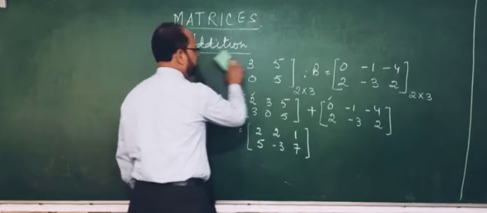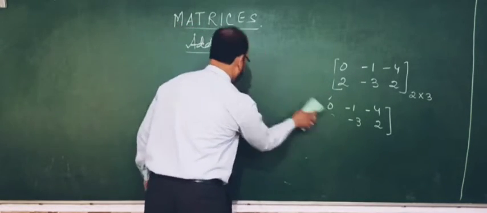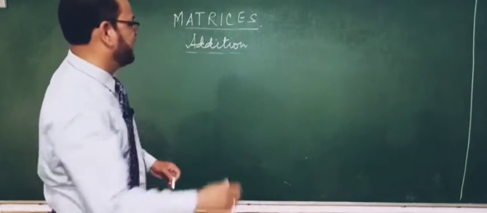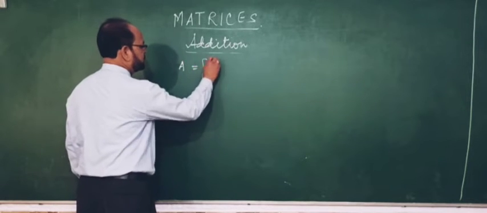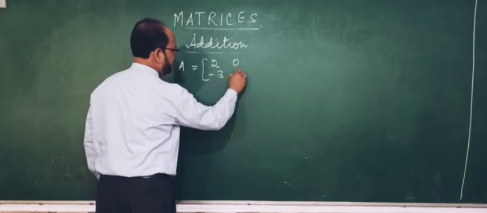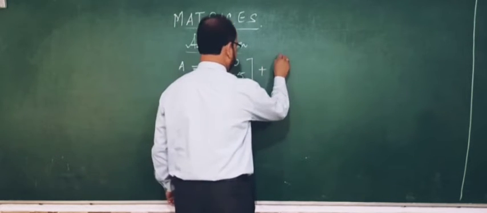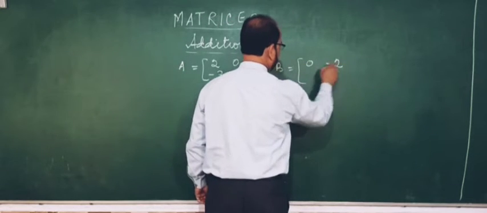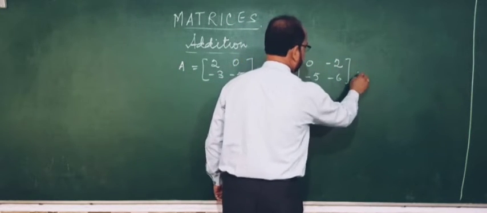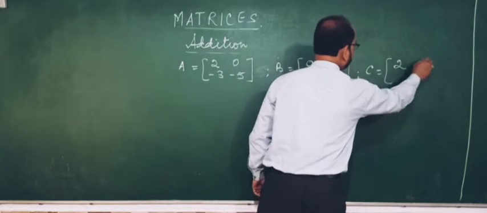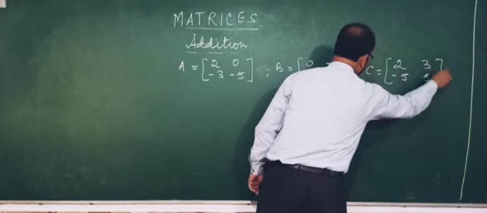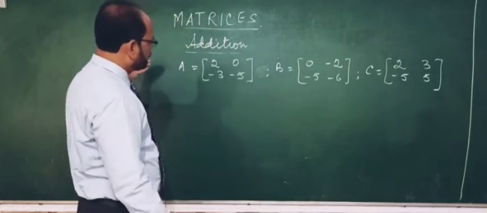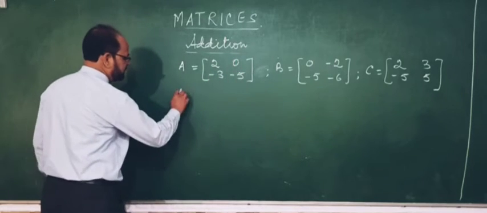Like I'm taking another example to make you understand the addition of matrices in a better way. This time I am taking three matrices. A is 2, 0, negative 3, negative 5. Plus B, that is 0, negative 2, negative 5, negative 6, and C is 2, 3, negative 5 and 5. You can take any other matrices also. So you want to find the sum.